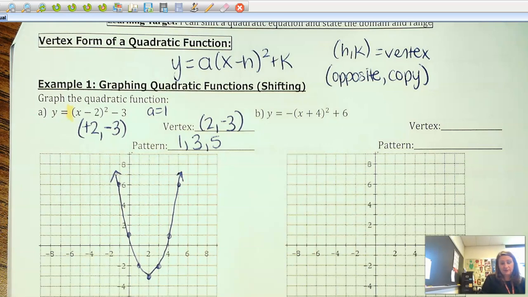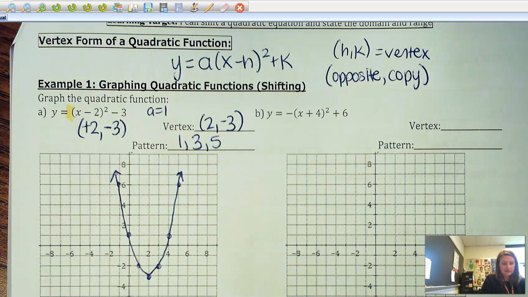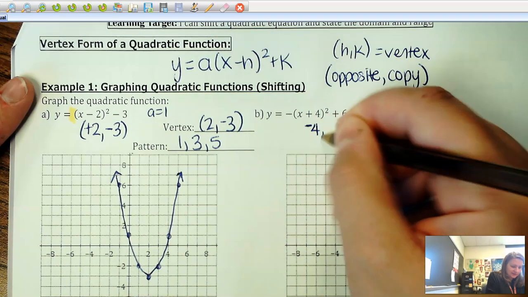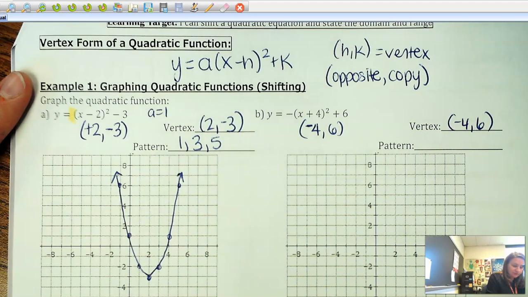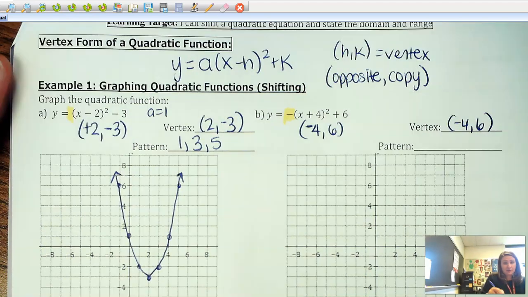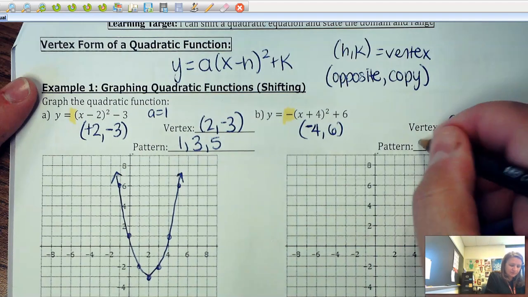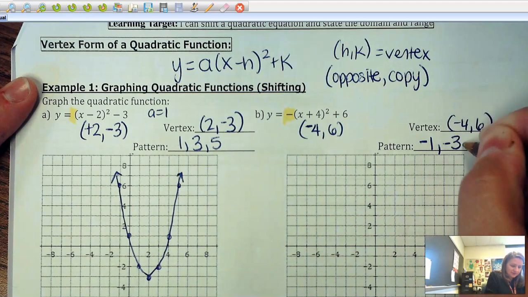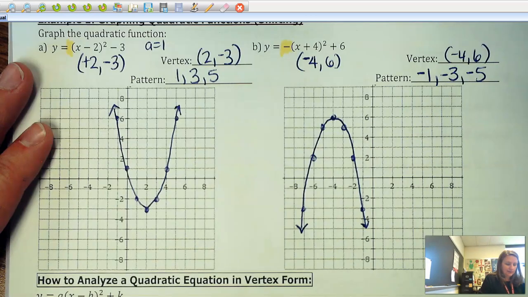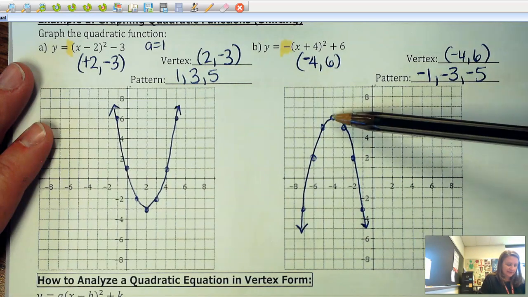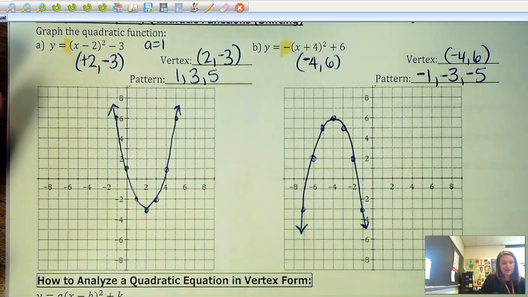All right, now I'm going to write down the vertex and the pattern, and then I'm going to go ahead and pause the video and graph the second part here, but opposite, copy, so (-4, 6) is going to be my vertex. Now, out in front here, I have a negative, so I'm going to multiply all the numbers in my 1, 3, 5 pattern by -1, and this is going to turn the graph upside down. So from that vertex, I'm going to go over 1, down 1, over 1, down 3, over 1, down 5. So I'm going to pause and do that, and you guys go ahead and do the same. And here's my graph, (-4, 6), over 1, down 1, down 3, down 5. Your graph should look like that.